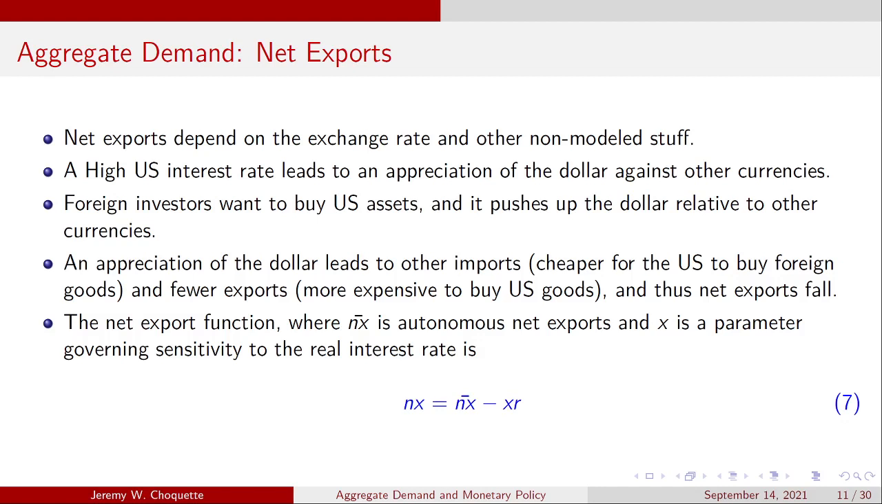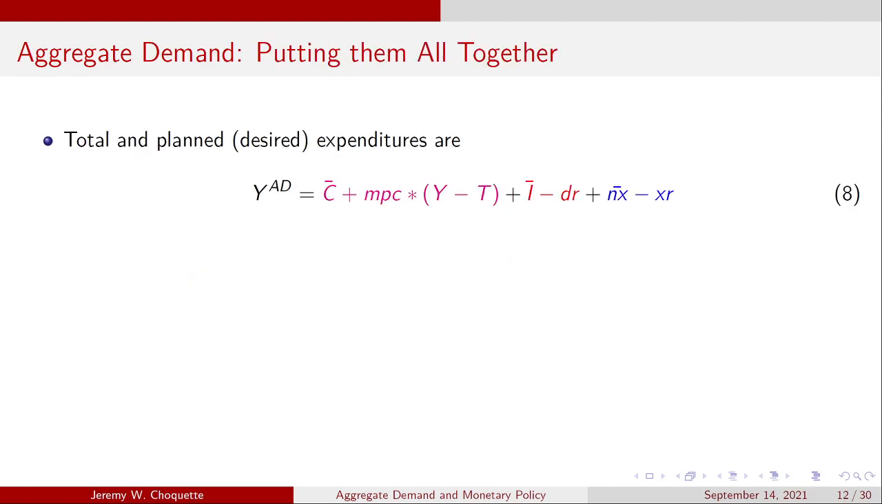Now, the net export function, where this little bar X is autonomous net exports, right? So it's going to be stuff that's, again, independent of the real interest rate. We've got x, which is a parameter that deals with the sensitivity to the real interest rate, and then, of course, just the real interest rate. So we've got this stuff right here. Okay, so total planned or desired expenditures are just going to be this right here.